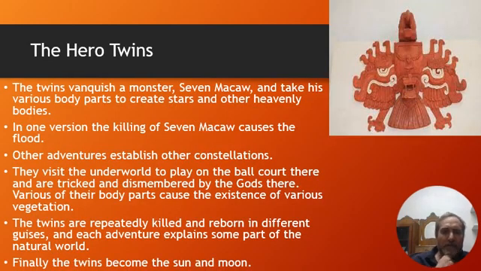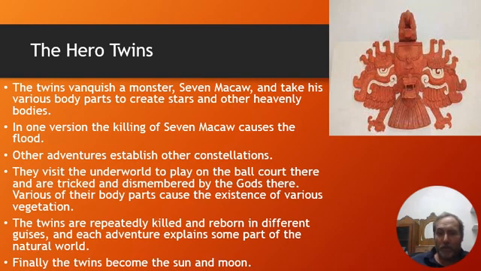So the twins begin by killing a monster, Seven Macaw, and they take his various body parts. And those body parts create the stars and the planets. The flood that was mentioned in the previous slide is, in at least one version of the Popol Vuh, caused by the killing of Seven Macaw by the hero twins. And there are numerous adventures that establish various parts of the natural world, constellations, and things like that.